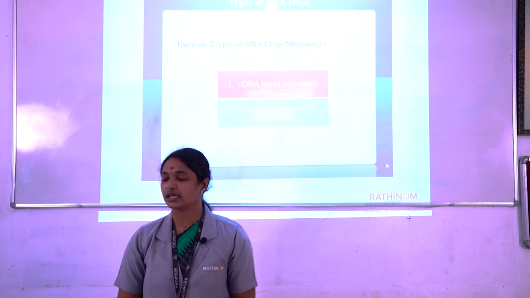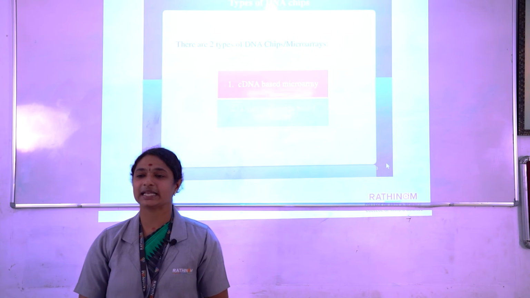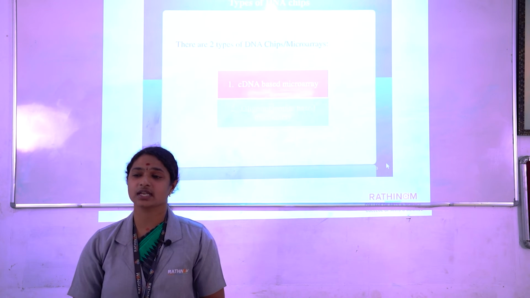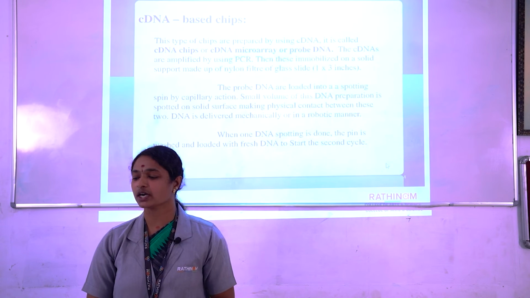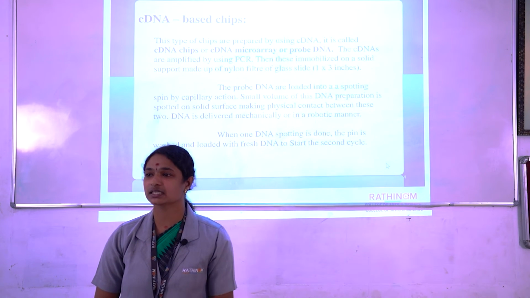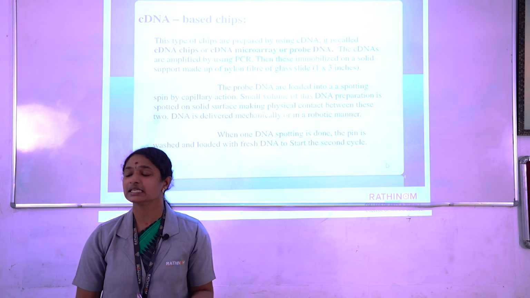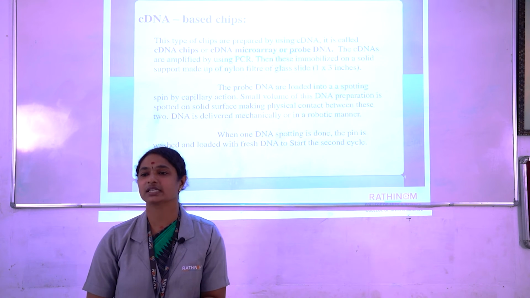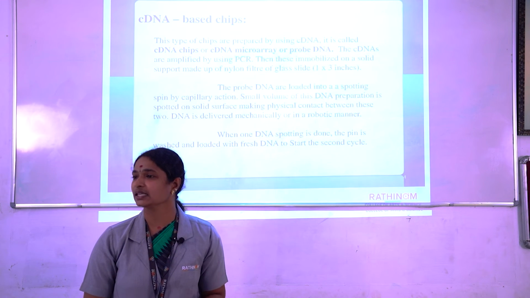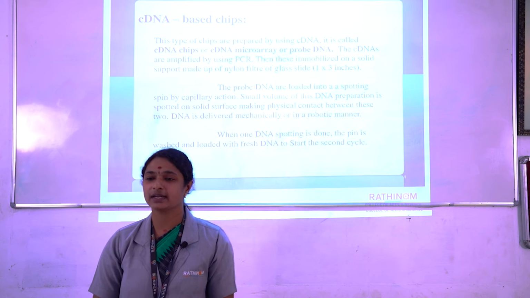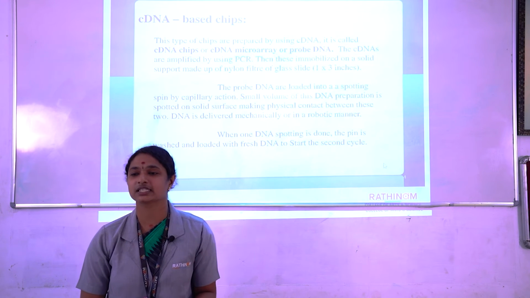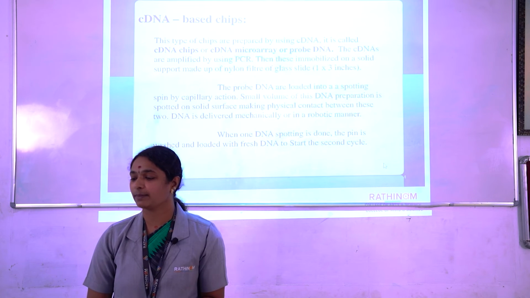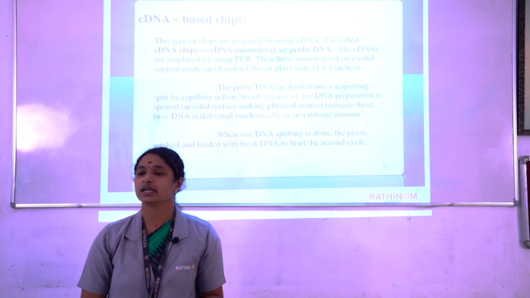So types of DNA microarray. The main two types are cDNA, that is complementary DNA microarray, and oligonucleotide based DNA array. In the case of cDNA based chips, in this type we are utilizing cDNA, that is complementary DNA sequence, in this chip. So it is called cDNA or probe DNA. The main thing is that amplification will be done in the case of cDNA chips with the help of PCR analysis, and then the immobilization will be made onto the support, that is solid supports.